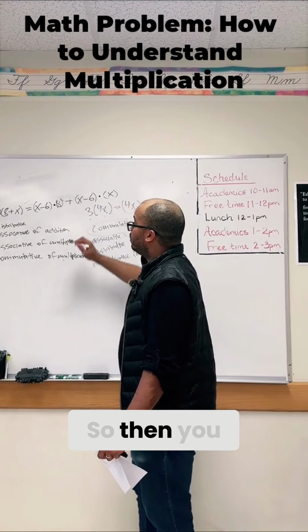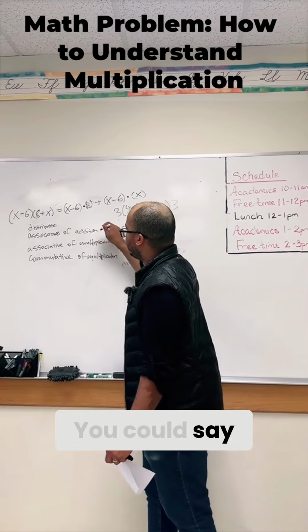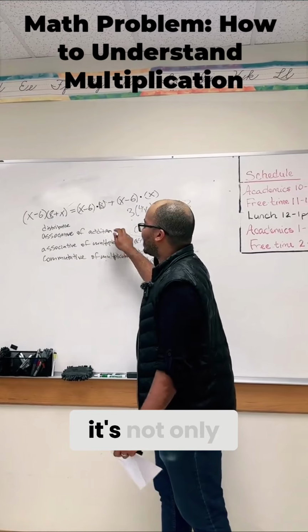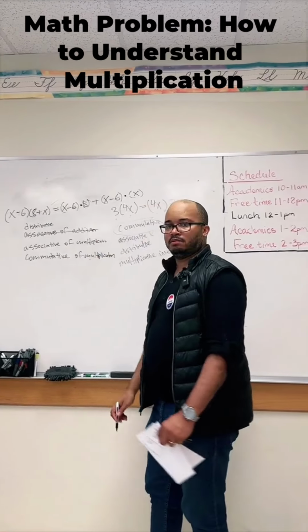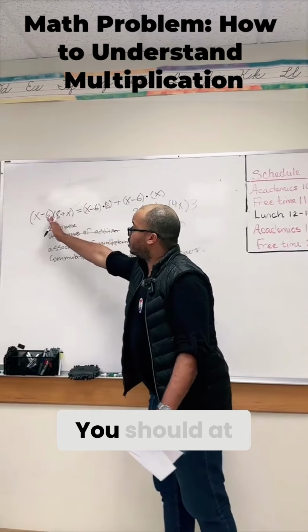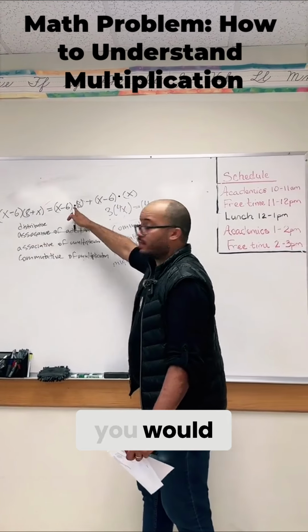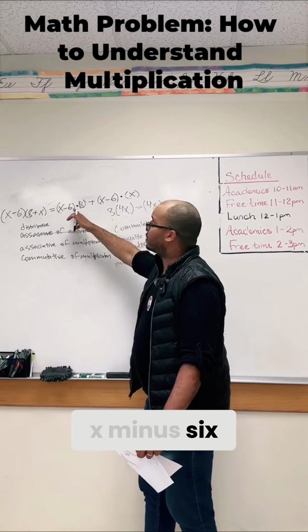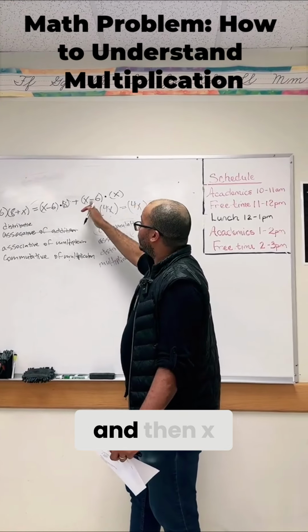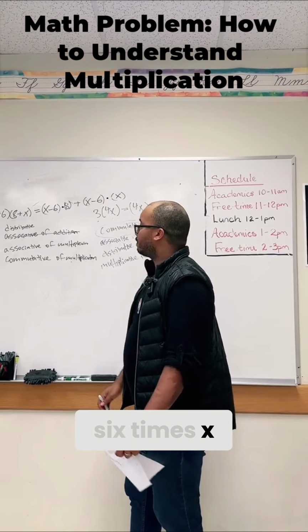So then you could also cross out what? You could say, well, by process of elimination, it's not only addition. You should at least know that there's multiplication happening here. And hopefully you would understand that this means x minus 6 times 8, and then x minus 6 times x.